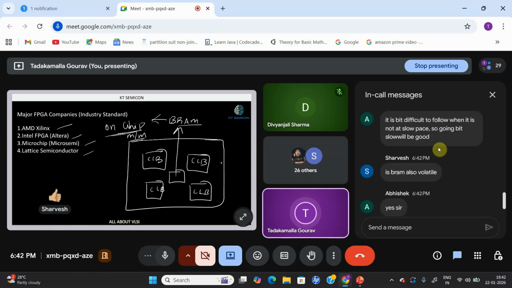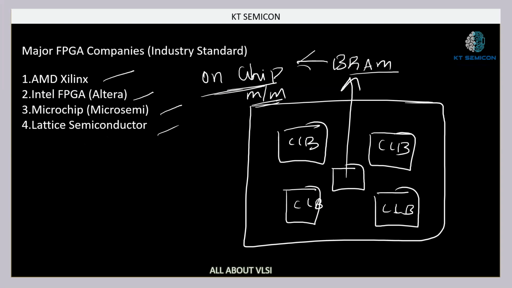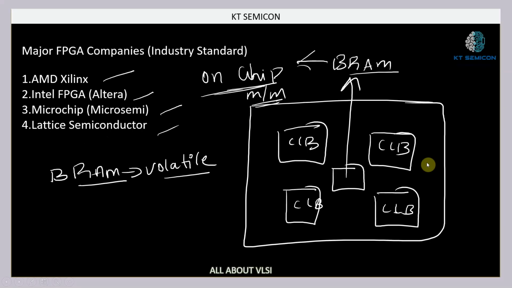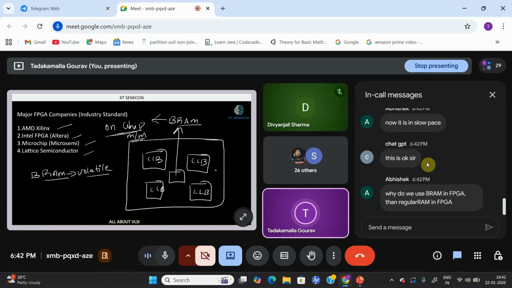Yes. And this BRAM is also volatile in nature. Very good. We will see one project related to this BRAM, like how we are going to use it and why we use it, and what is external memory, what is internal memory, what is on-chip memory. This BRAM is an on-chip memory because on the FPGA chip only, internally with the CLBs, we are going to have this BRAM, and we have something known as external memory.